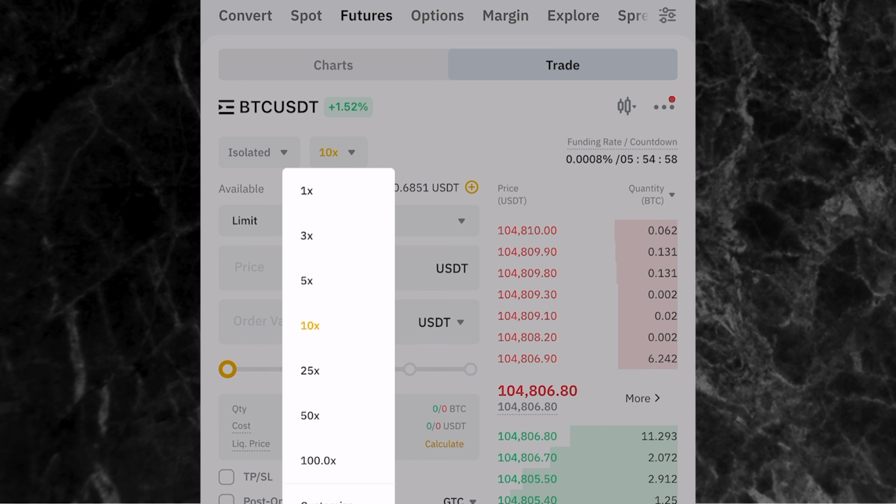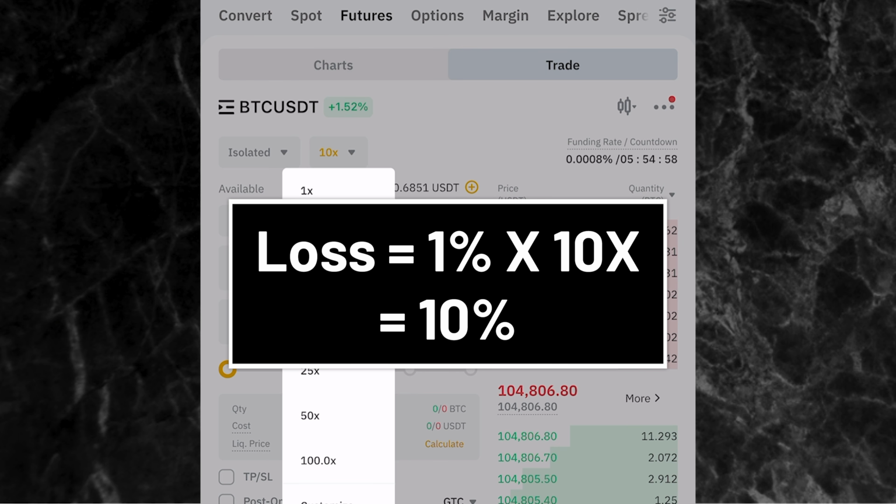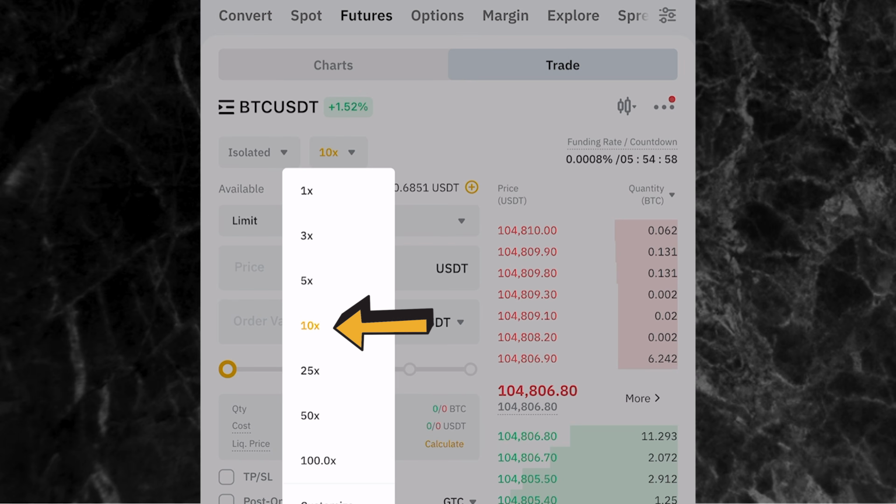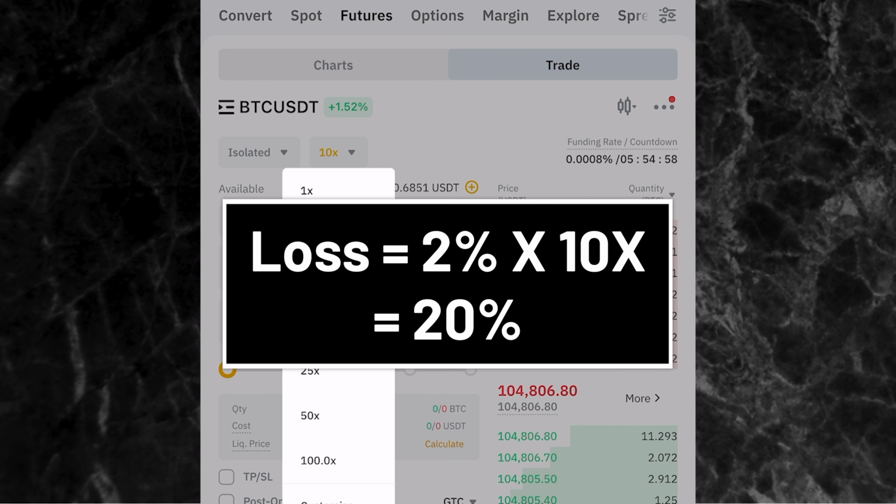But what about if it goes against your analysis or if it goes against your prediction? It is the same thing. So let's say, for example, I'm using 10x leverage and it goes against me. Let's say it goes 1% against my analysis. That's 1% times 10x leverage, which equals 10% loss. That's the meaning. If it goes down by 2% against my analysis and I'm using 10x leverage, that is 2 times 10, which is 20% loss.